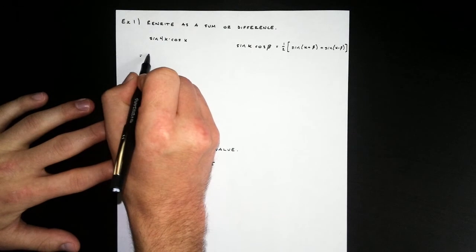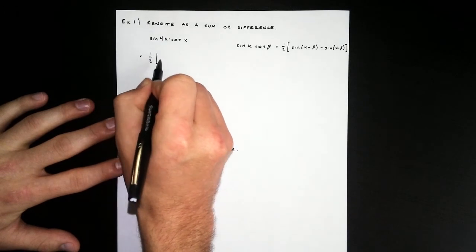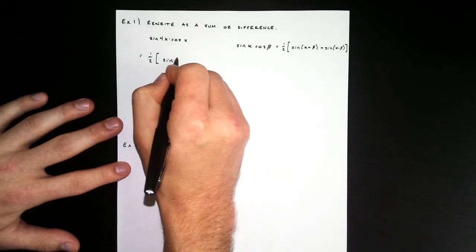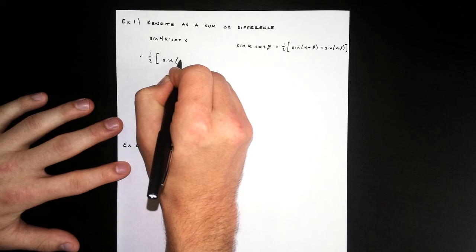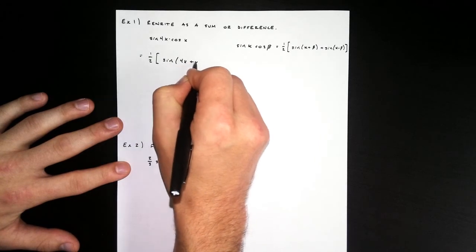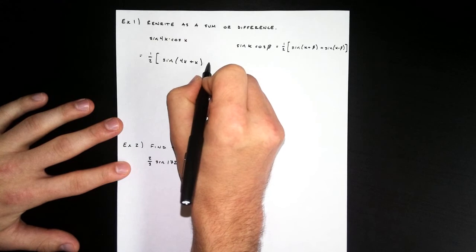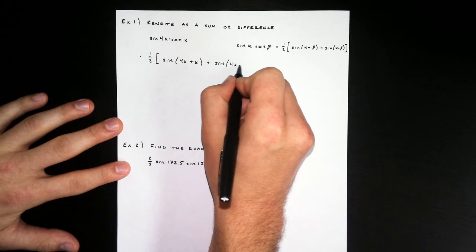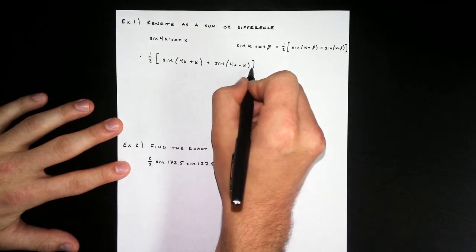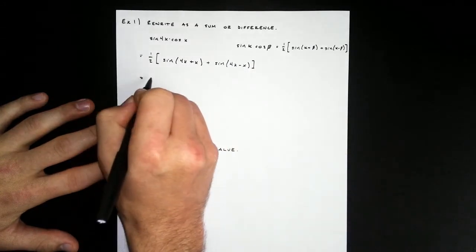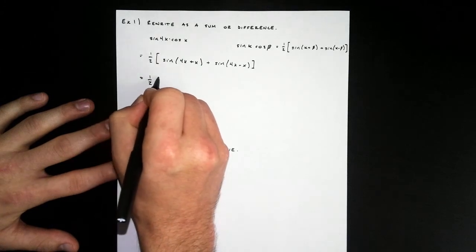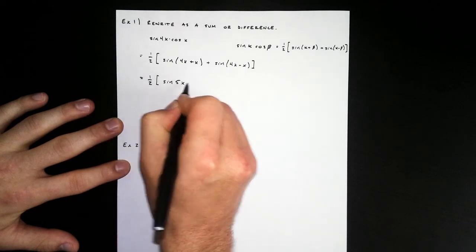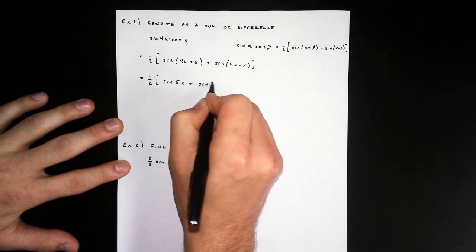So this is equal to 1/2, and then we have the sine of the two angles added together. So this is the sine of 4x plus x, and then plus the sine of the two angles subtracted, 4x minus x. So we can combine like terms for each of these. So this is the sine of 5x plus the sine of 3x.